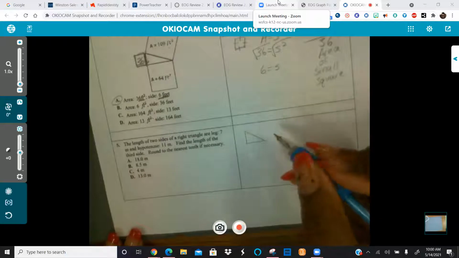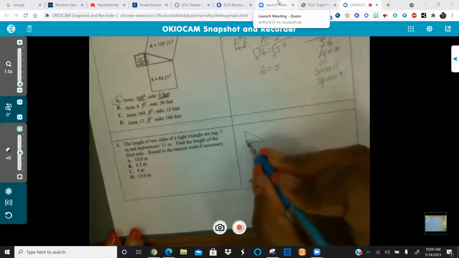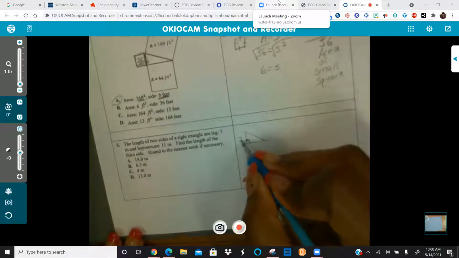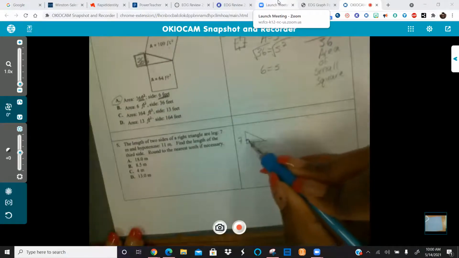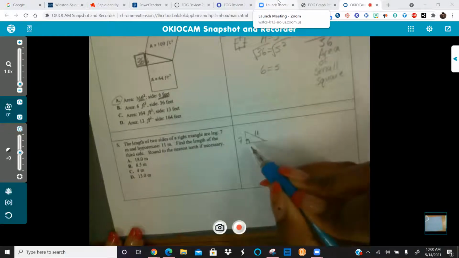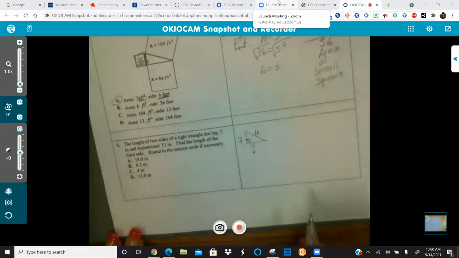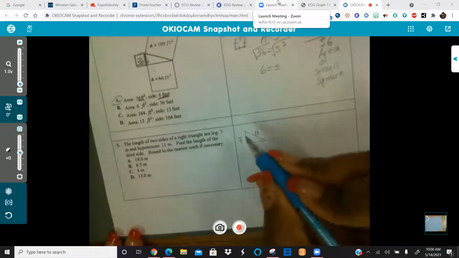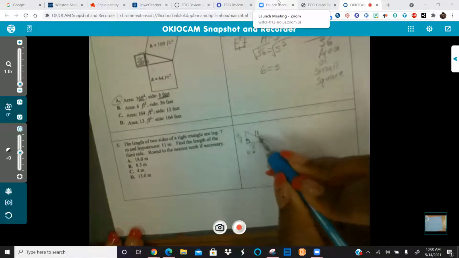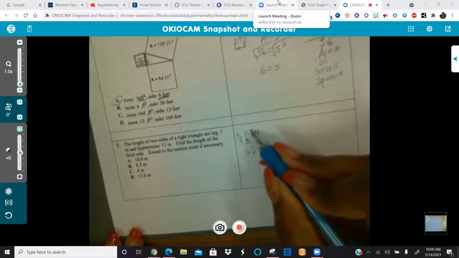So we only got two sides that they told us. This is my right angle. They told us one of the legs is 7, and they said the hypotenuse, which is the side opposite of the right angle, is 11. But they didn't tell us what this third side is right here. So we're solving for B, right? This side is A, this side is B, and the slanted side opposite of the right angle is C.